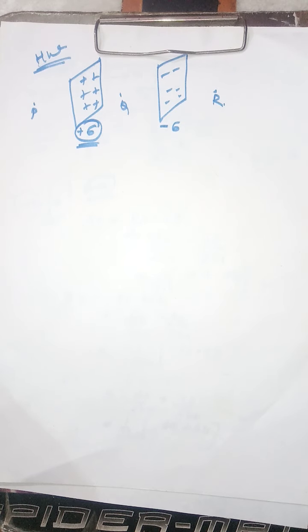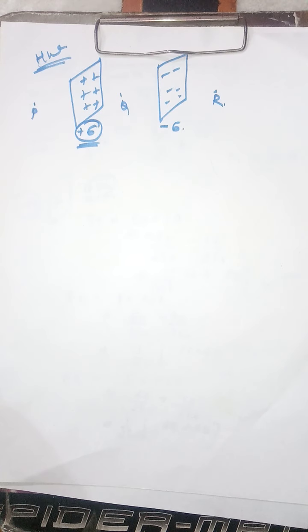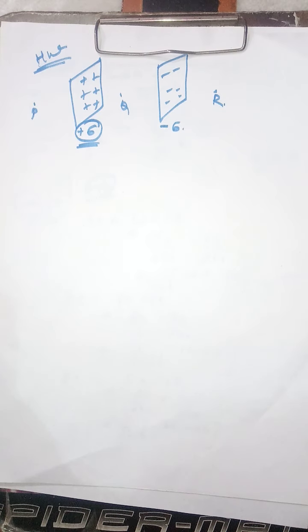Hello students, now we are going to continue from the question which I have given you as your homework. So this is our question: we have two charged sheets. One sheet is positively charged and another sheet is negatively charged. We have to calculate the value of electric field at 3 points, a point P, a point Q and a point R. We have to calculate the value of electric field at these 3 points only.